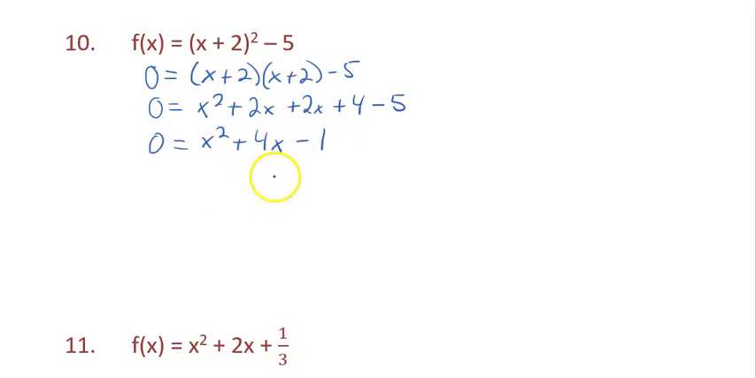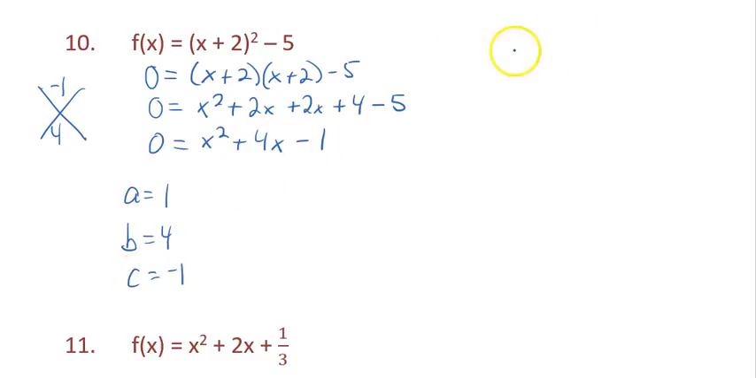And then I look at that and I'm thinking, okay, I don't think that factors, because if I do my x factor, 1 times -1 is -1, and I'm trying to get 4. There's nothing I can multiply to get a -1 that's going to add to get a 4. So that leaves me with either quadratic formula or graphing. And just for the practice, we're going to do quadratic formula. So our a would be a 1 because that's what's understood in front of the x squared. Our b would be 4 because that's in front of x. And then our c would be -1.